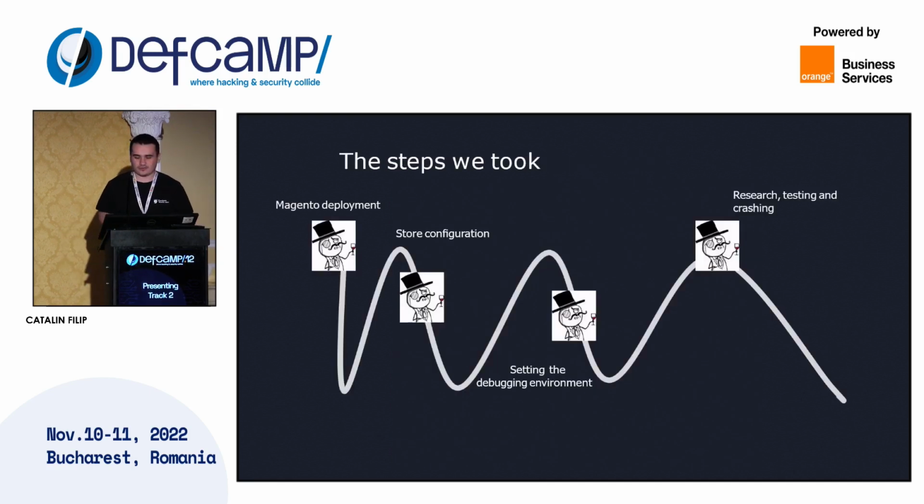The steps we took to do this were practically the deployment of our Magento. We did a bit of store configuration because the exploit happens when we try to buy something. We set up the environment. Here we had a little struggle with the xdebug configs to make a debugging environment work. And after that, we did a lot of research, crashing, and testing to achieve our goal.